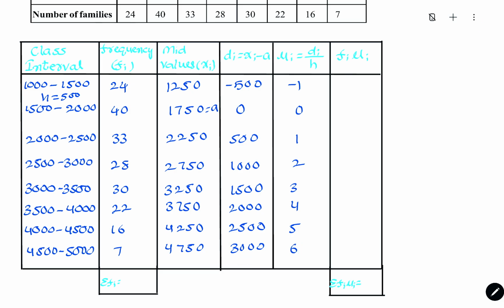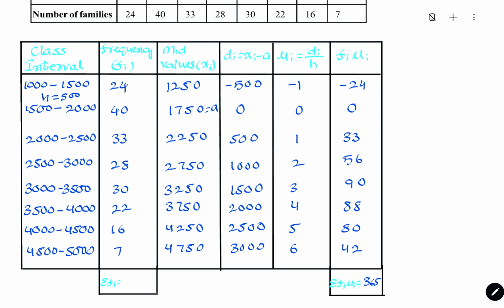Now multiply fi ui. Here fi is frequency, ui. 24 into minus 1 is minus 24. 40 into 0 is 0. 33 into 1 is 33. 28 into 2 is 56. 30 into 3 is 90. 22 into 4 is 88. 16 into 5 is 80. 7 into 6 is 42. Now find sigma fi ui. If I add these values we get 365.